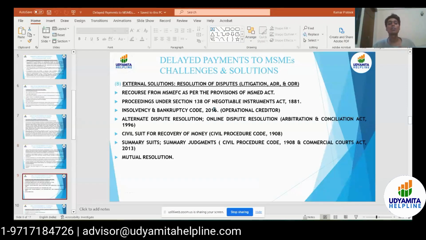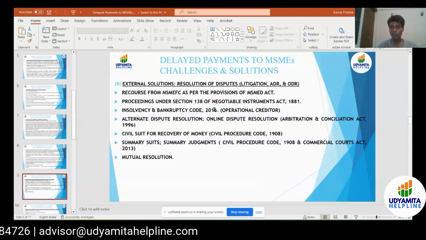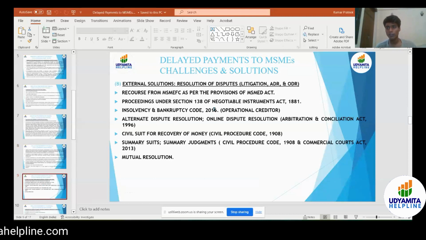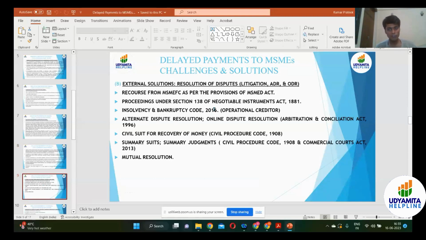So now we have come to the external solutions, resolution of disputes when disputes have already arisen, right? So we have litigation, alternate dispute resolution, and online dispute resolution. Online dispute resolution is nothing but a way of alternate dispute resolution. So we'll discuss recourses from MSEFC as per the provisions of the MSMED Act, the proceedings under Section 138 of the Negotiable Instruments Act, Insolvency and Bankruptcy Code, alternate dispute resolution or online dispute resolution under the Arbitration and Conciliation Act, and lastly, the most classic way of recovering the dues, the civil suit for recovery of money, and the summary suits and summary judgments, which are part of the Civil Procedure Code and Commercial Courts Act.